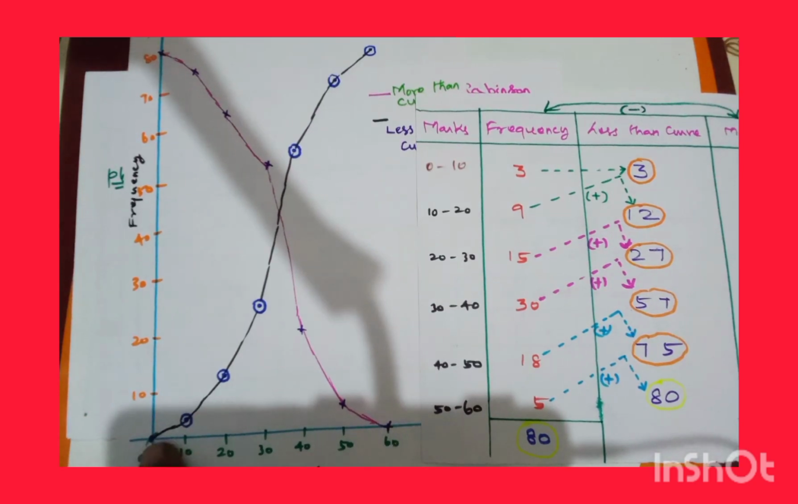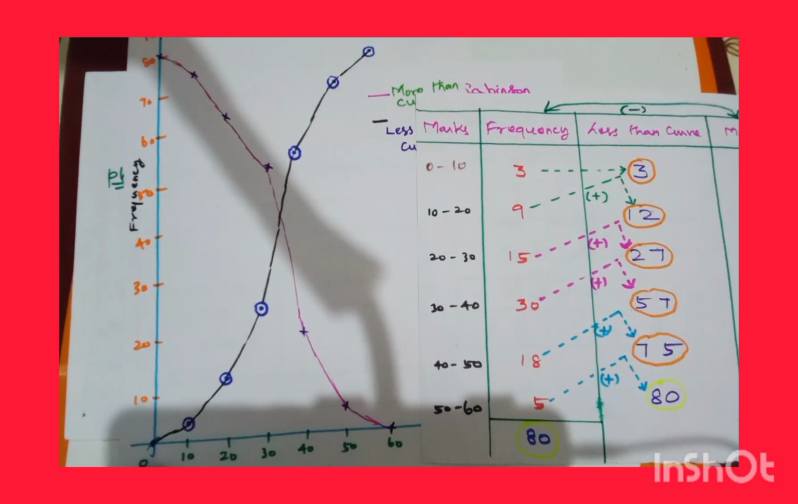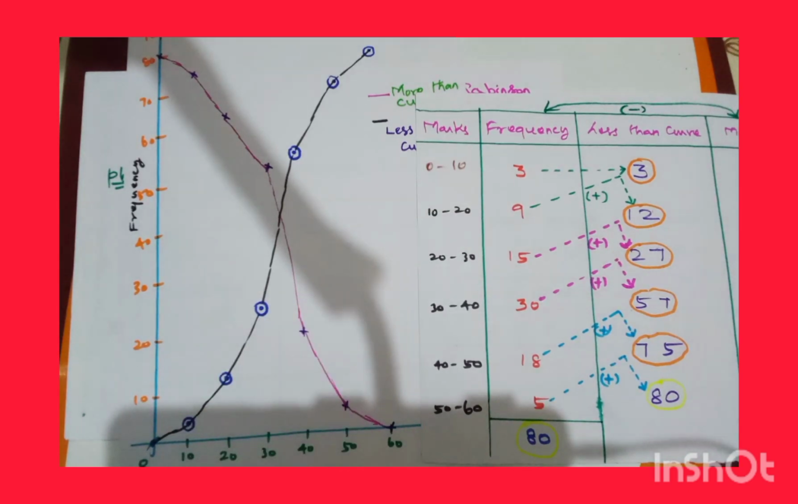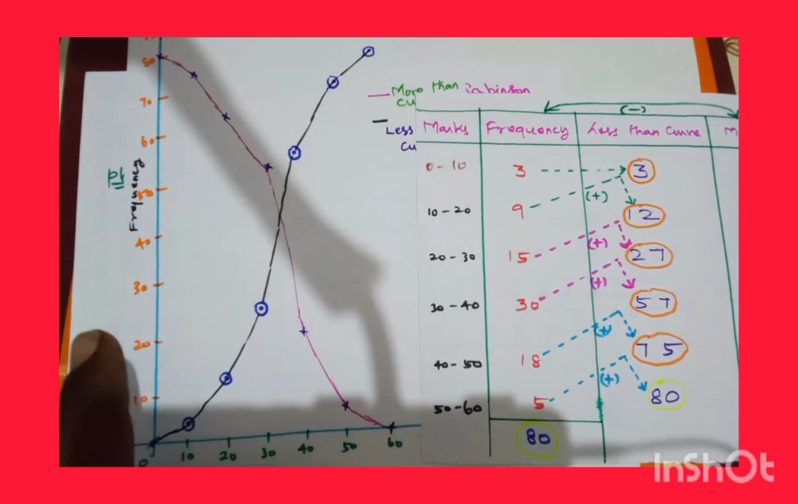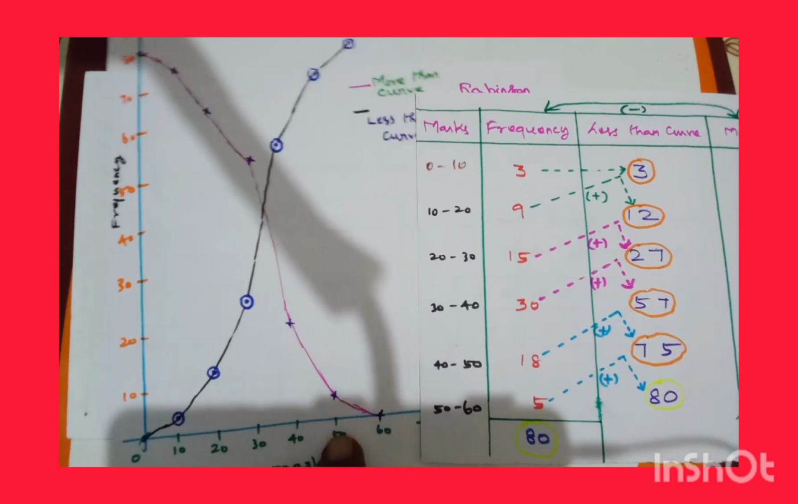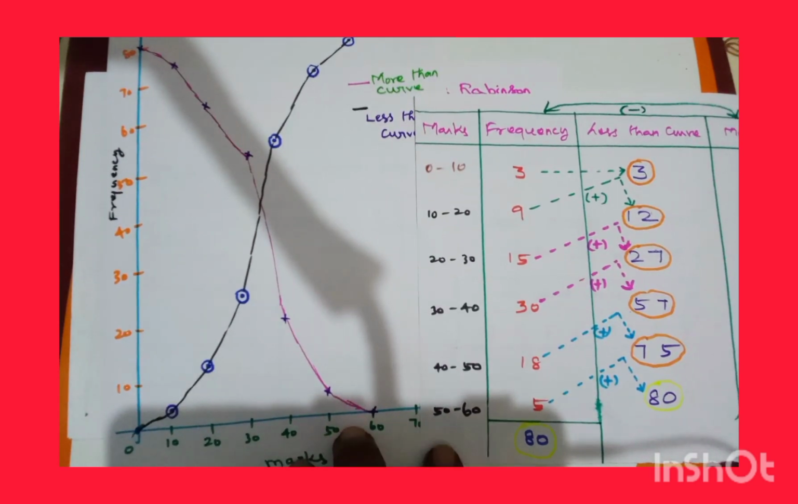In the less than curve, start from the origin and go in ascending order up to 80. Similarly, the more than curve starts from the highest value, that is 80, and then slightly decreases, decreases, decreases, and ends on the x-axis. So this is the more than curve and the less than curve.